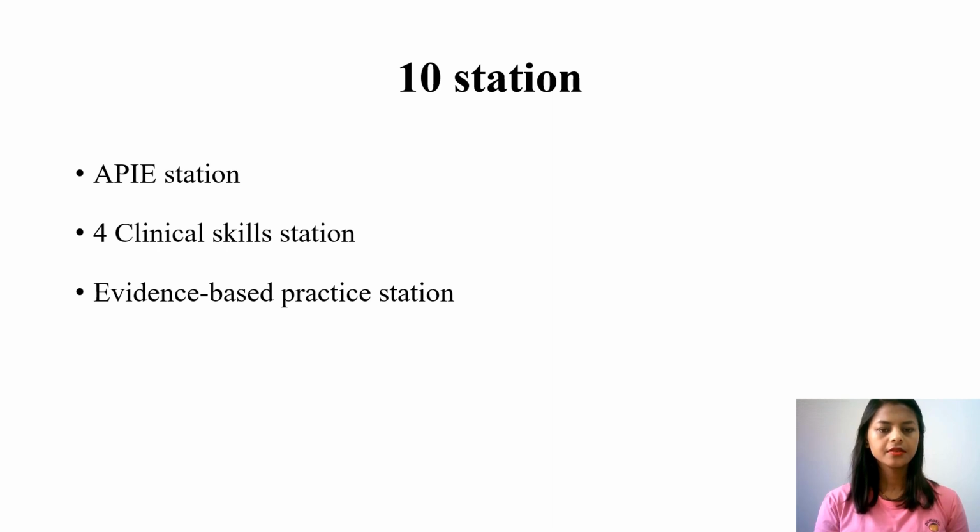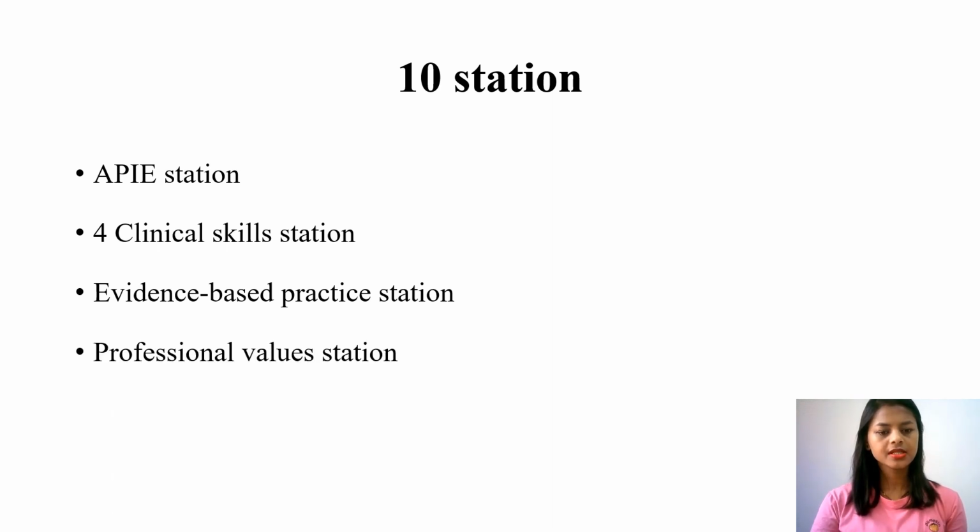The next station is the evidence-based practice station. In this station you will be given some article and from that article you have to provide information to the patient. The article will be related to some disease condition like diabetes, myocardial infarction or prevention of pressure ulcer. So based on the scenario or the article you have to provide information to the patient. You don't actually have to speak to the patient, you have to write it on the paper. So this is a silent station.